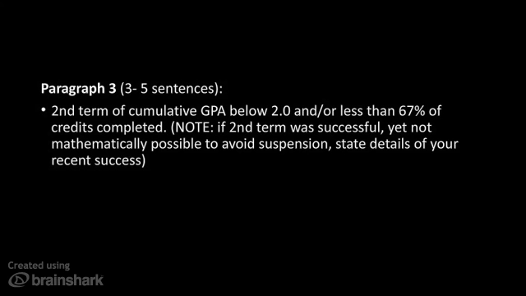In paragraph 3, talk about the second term where your cumulative GPA went below a 2.0 or you completed less than a 67% completion rate. This is when you went on academic suspension. Note, if a second term was successful, yet not mathematically possible to avoid suspension, state the details of your most recent success. This paragraph should be 3 to 5 sentences in length.